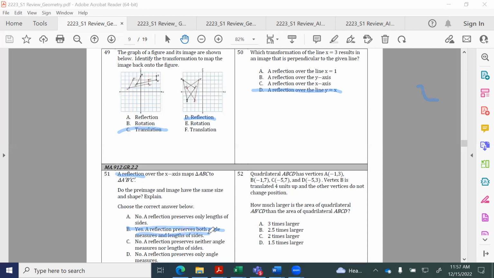Quadrilateral ABCD has vertices at those 4 locations. Vertex B is translated 4 units up, and the other vertices do not change position. How much larger is the area of the quadrilateral?